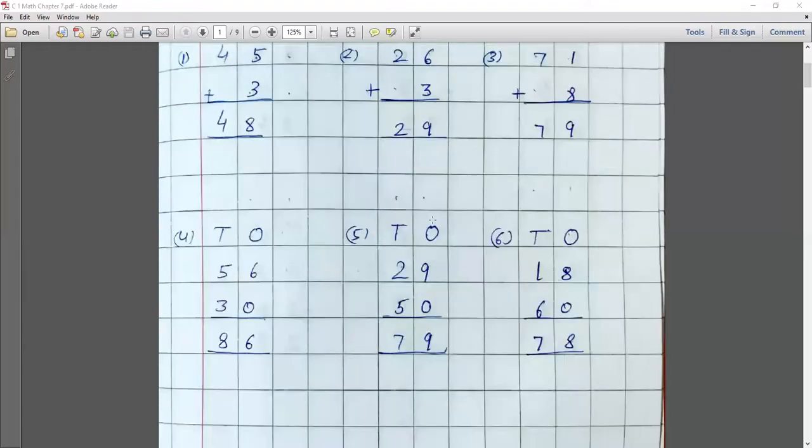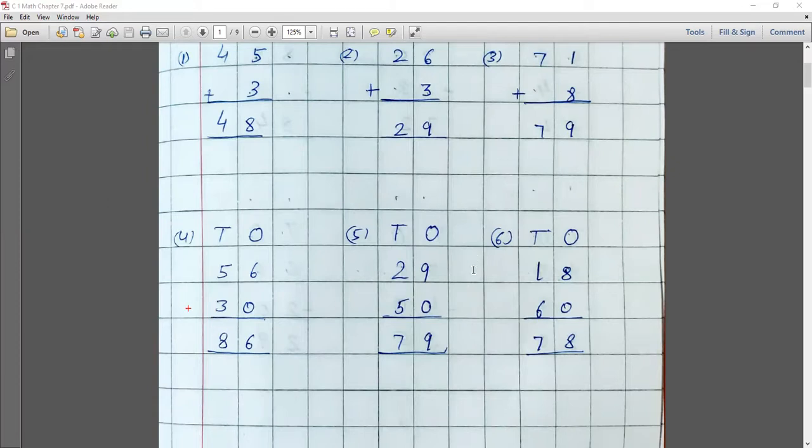Now next is, again you should leave a gap of 2 boxes here. Then you write number 4, tens and ones. 56 plus 30. First of all, we add the ones place digits. So 6 plus 0 is equal to 6. And 5 plus 3 is equal to, take your 5 fingers. Okay, 3 more. 5 plus 3 is equal to 8. That's why we write 8 here.